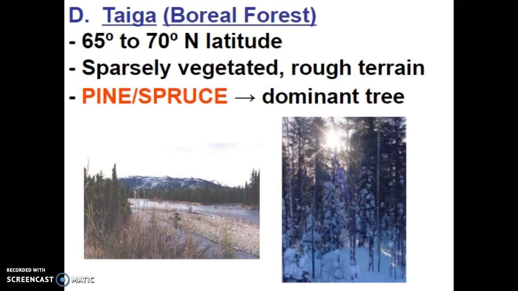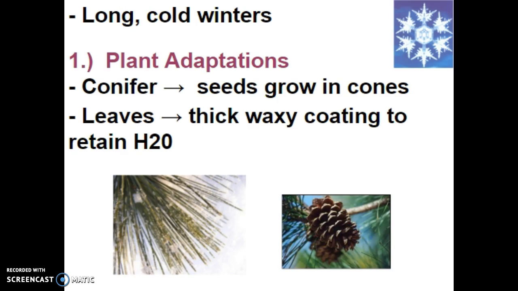The taiga, or the boreal forest, think of northern Canada, 65 to 70 degrees north latitude. There's not a lot of vegetation. It's very rough terrain. Lots of pine trees and spruce trees dominate the landscape. Here we have some very long, extended, and very cold winters.